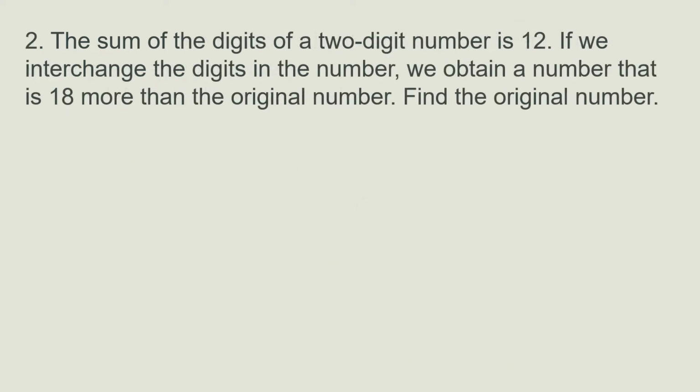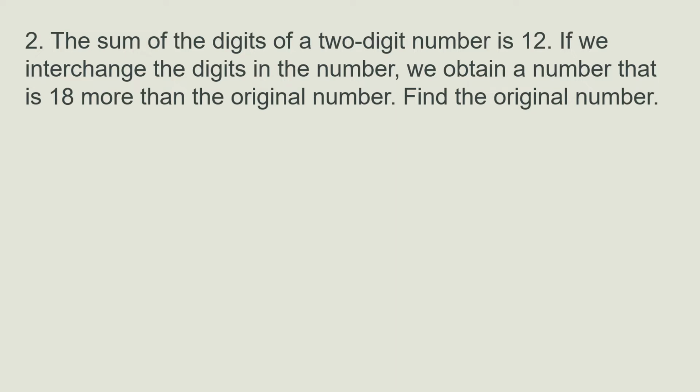Okay, let's have the second one. The sum of the digits of a two-digit number is 12. If we interchange the digits in the number, we obtain a number that is 18 more than the original number. Find the original number. So we are looking here for the two digits. So we are going to represent these digits using variables.